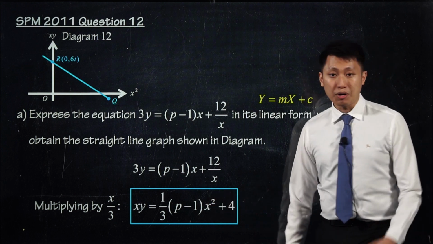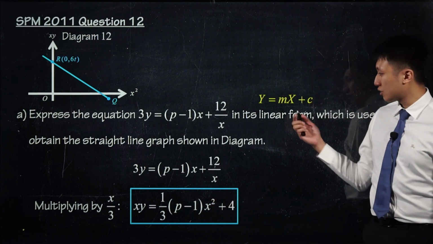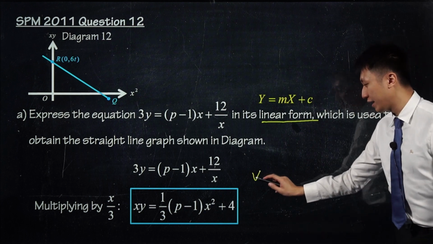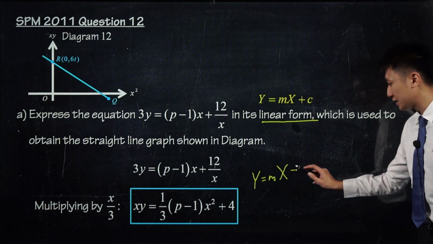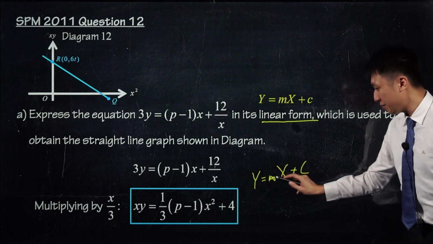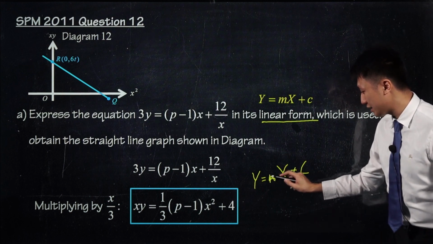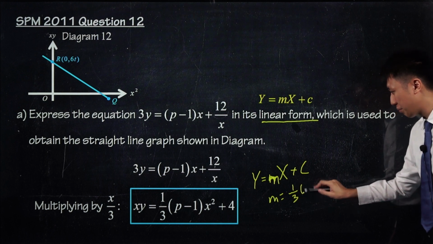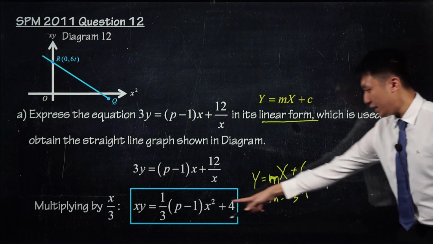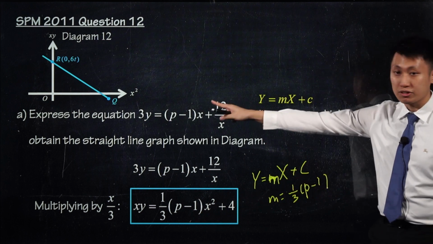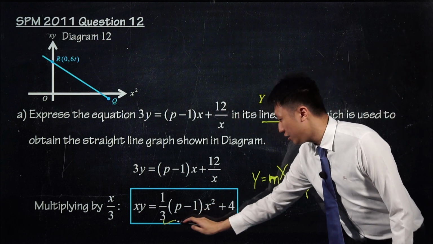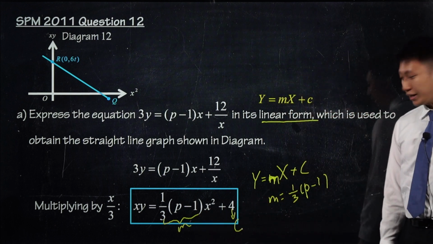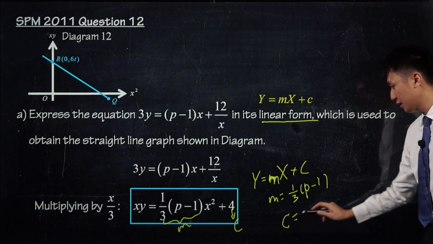I want to point out that if you are asked to find its linear form, it's better if you also write y equals mx plus c and write down what the m is. Let's say here for this case, m is equal to 1 over 3 p minus 1, because the x here is x squared. So this one here is your m, and this is your c. So c is 4.